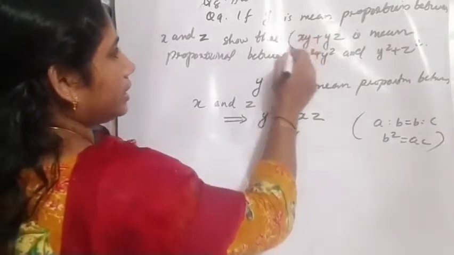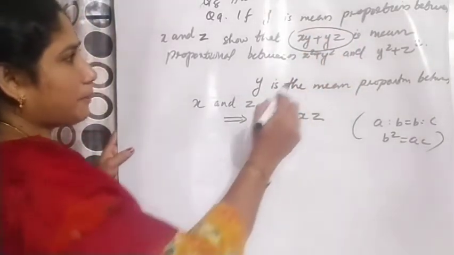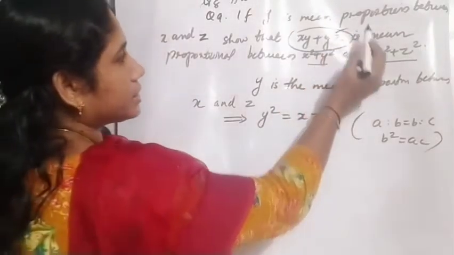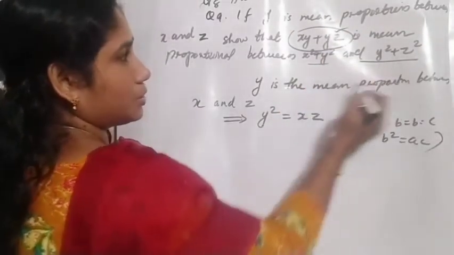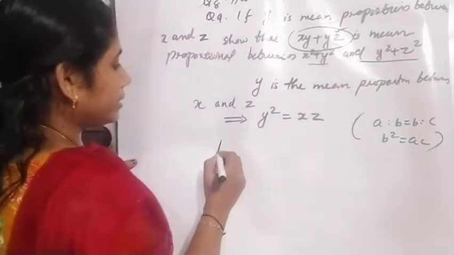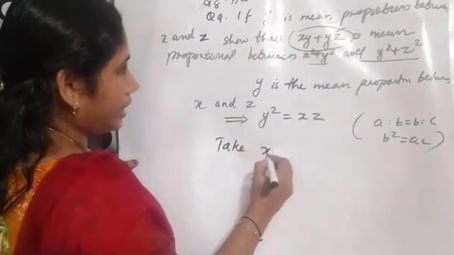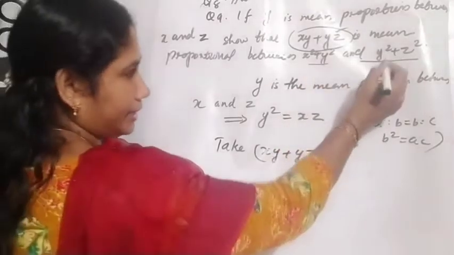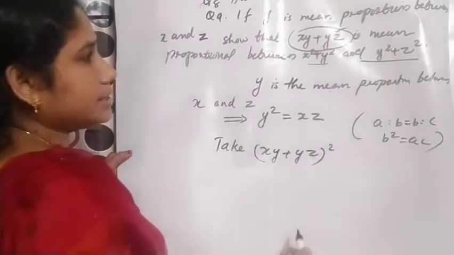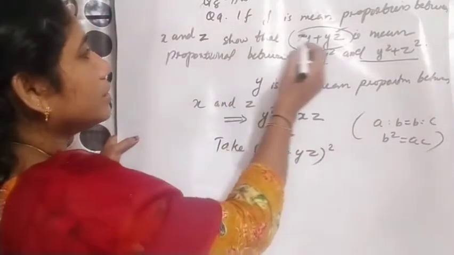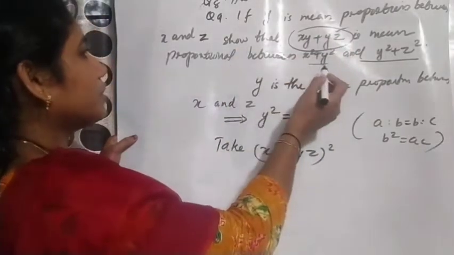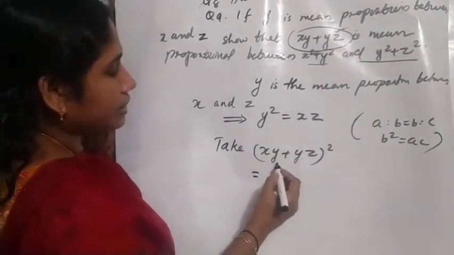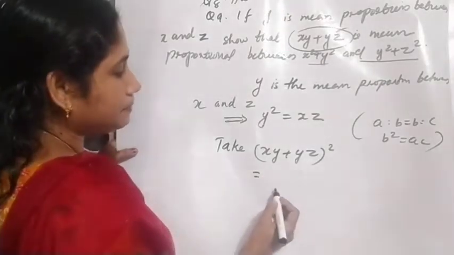Similarly, to show that xy plus yz is mean proportion between these two terms, we have to show that the square of this gives the product of these two terms. Let us take square of xy plus yz, and then we find the product of these two. If we get the same solution, which means xy plus yz is the mean proportional between this term and this term. Let us check.